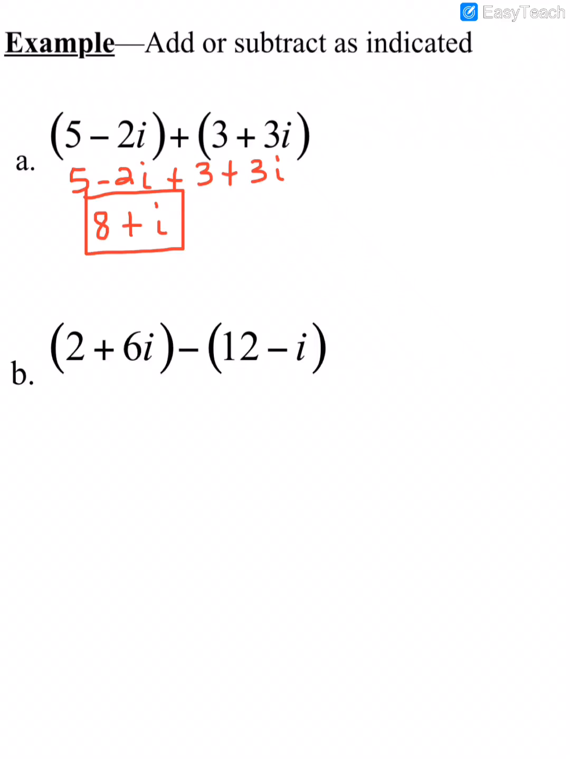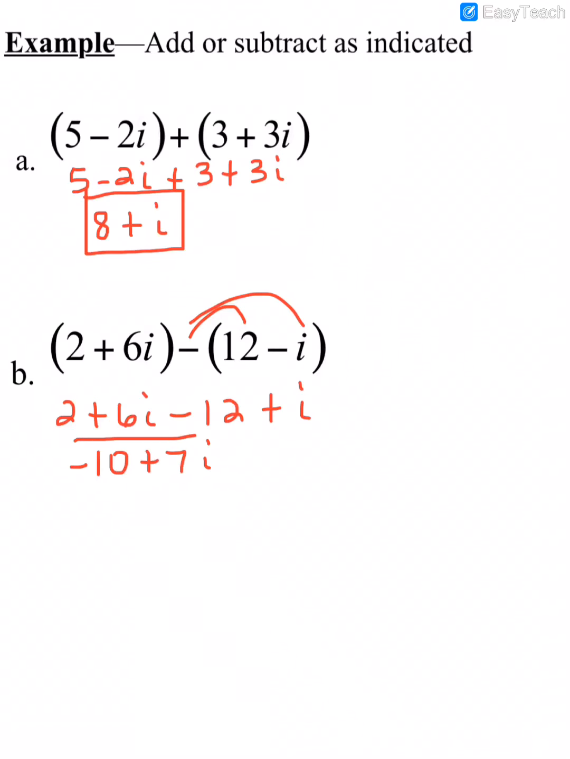In the next example, we're subtracting two complex numbers. So the first set of parentheses we can just drop because there's nothing in front of it. But the second set of parentheses, we're going to distribute the negative. And that gives me a negative 12 plus i. When I combine my like terms, my real numbers, 2 and negative 12, would give me a negative 10. And then positive 6i and positive i would give me a plus 7i. Again, make sure that your real number is first and your imaginary number is last. And that's my answer in standard form.